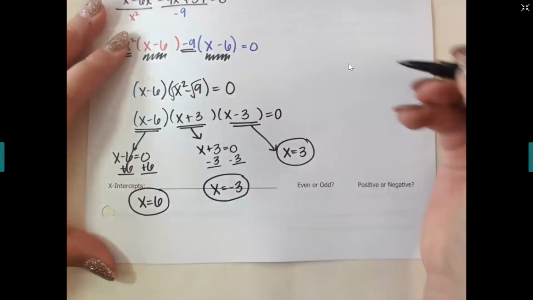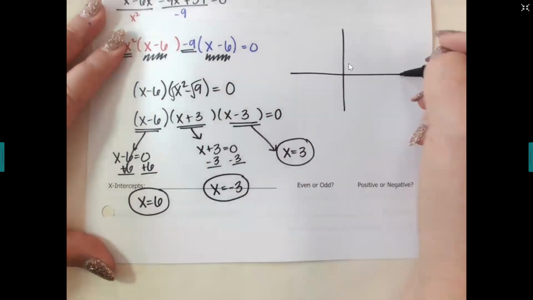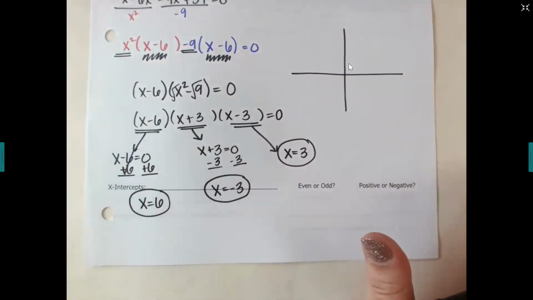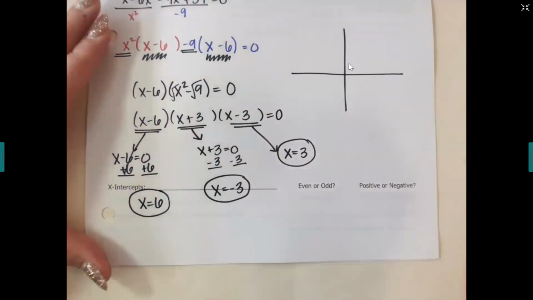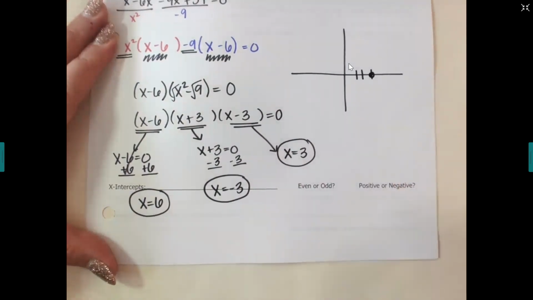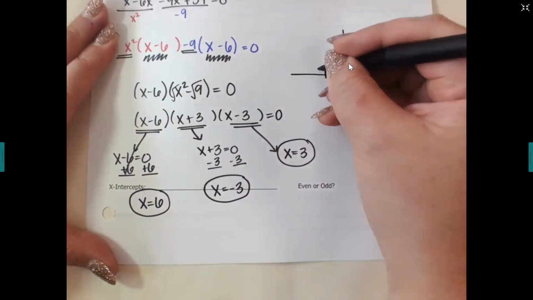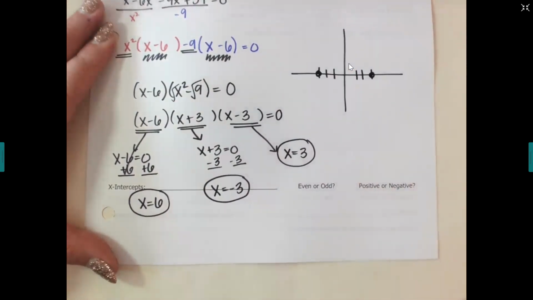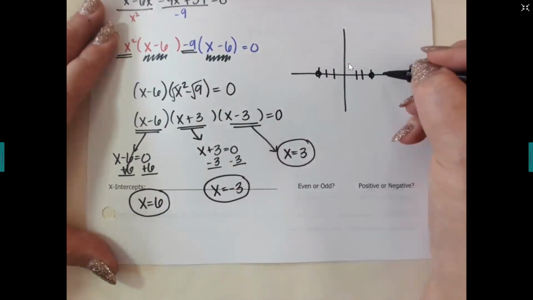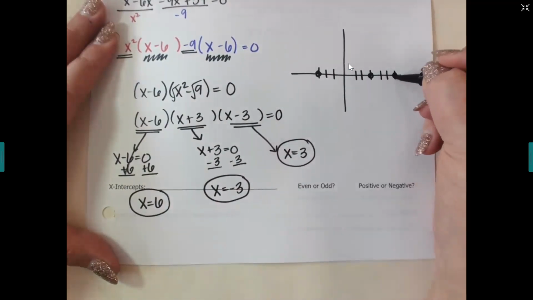Okay. Set up your graph. Let's plot those points. Remember, these are called zeros because they're along the x-intercept. So I'm going to have positive 3, negative 3. And then the last one was 6 right here. So if this is 1, 2, 3, 4, 5, 6 would be here.